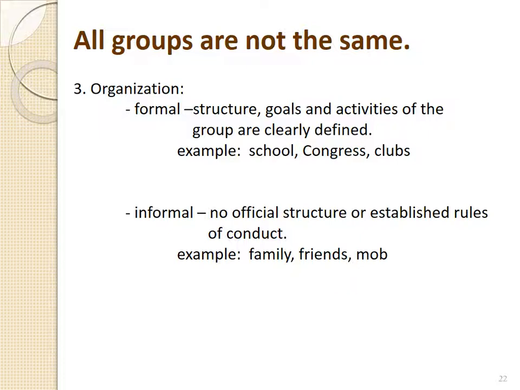So a formal organization: structures, goals, activities, groups are clearly defined. Okay. And my other class gave these three examples: school, congress, clubs, as examples of formal organization. Can you think of some other examples of formal organizations? Your work. Sure. Your work would be one.